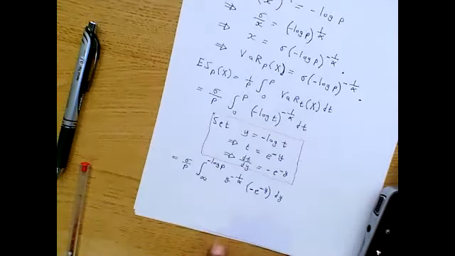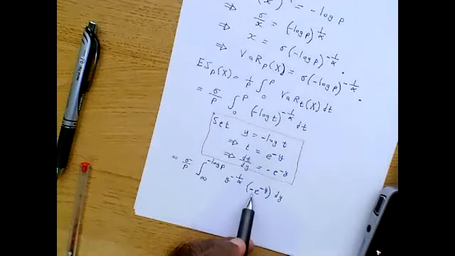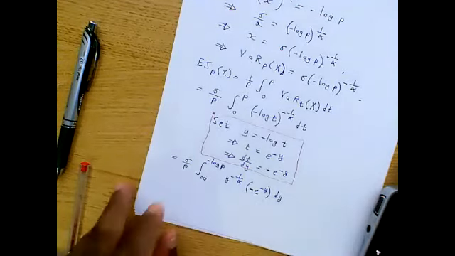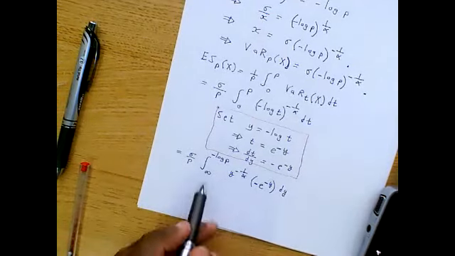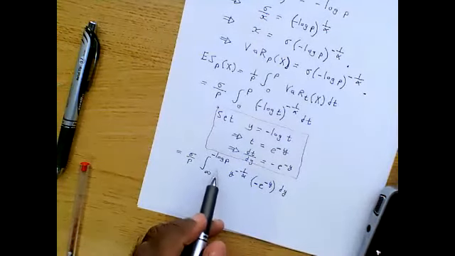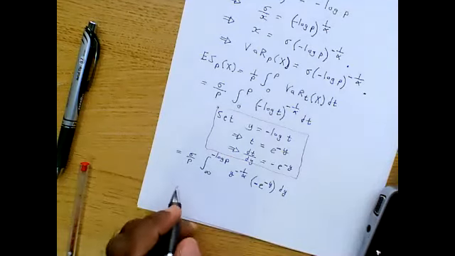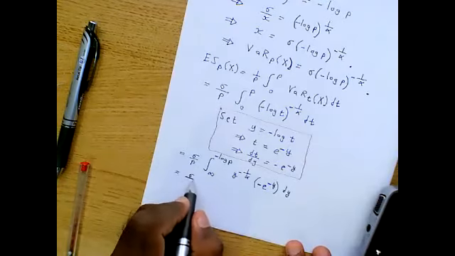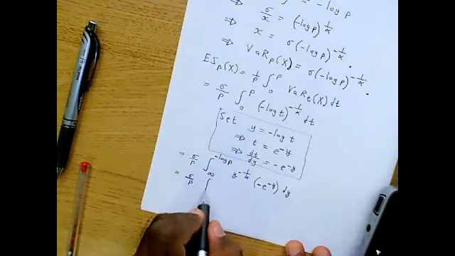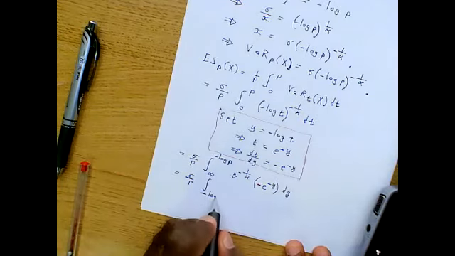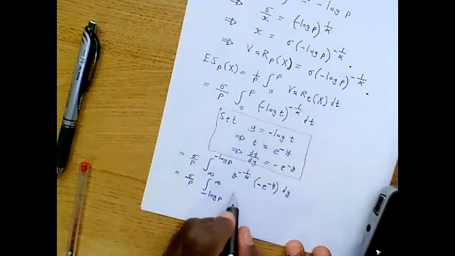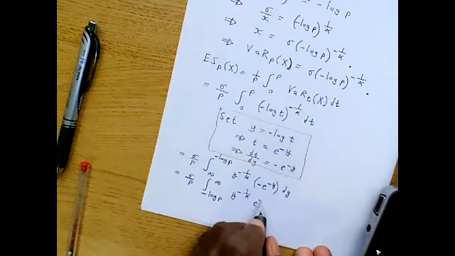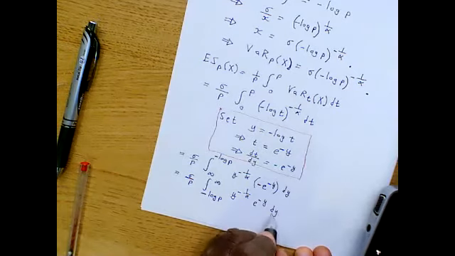Okay. All right. Now I'm going to use this minus sign to change the limits around. You know that when you multiply the integral by a negative, the limits change around, right? So this guy here will become, okay.